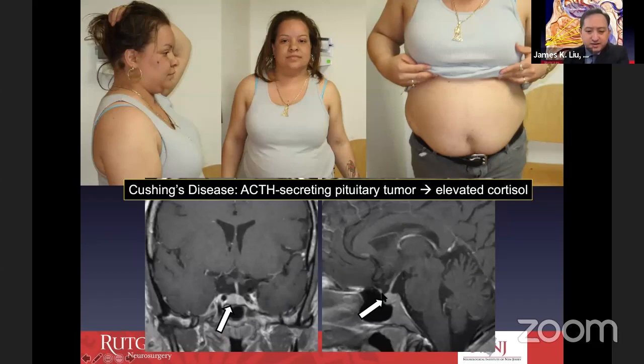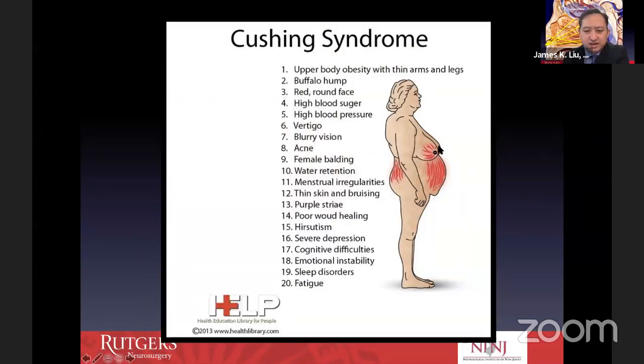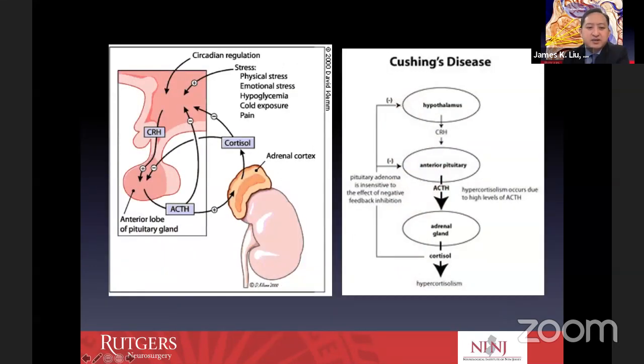So how about Cushing's disease? Cushing's disease is notorious for causing very bad medical ailments in patients, and the tumors are typically small. So even small tumors can cause very bad things. This is a patient with Cushing syndrome with the myriad of symptoms that you're all familiar with. And of course, the physiology behind this is hypersecretion of ACTH from the anterior lobe that then acts on the adrenal cortex to secrete cortisol. And in these abnormal states, you have hypersecretion of cortisol, which causes the detriment of these patients.